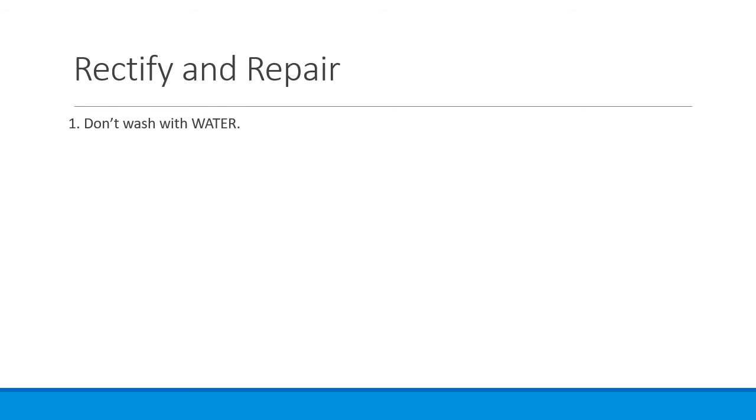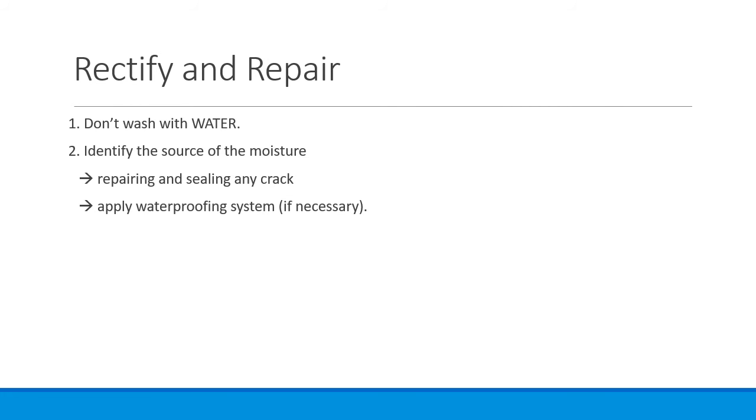Let's understand the rectification and repair works. First, don't wash the efflorescence area with water. This is because the salts will dissolve and carry back into the concrete, causing additional efflorescence at a later time. We need to identify the source of the moisture. If there is a crack, repair and seal it up. Apply a waterproofing system if necessary.